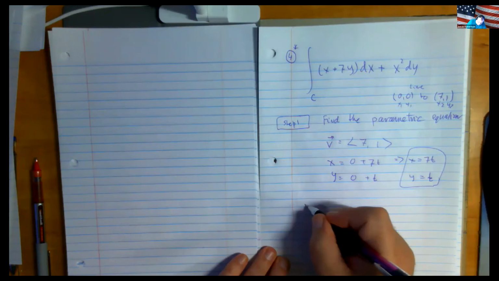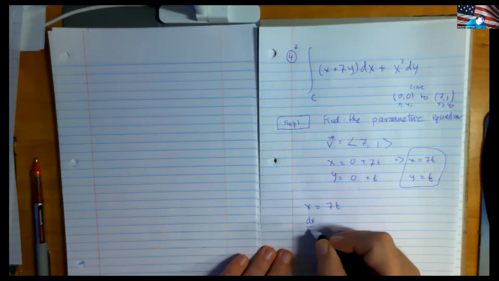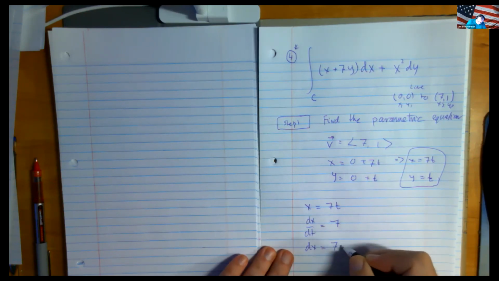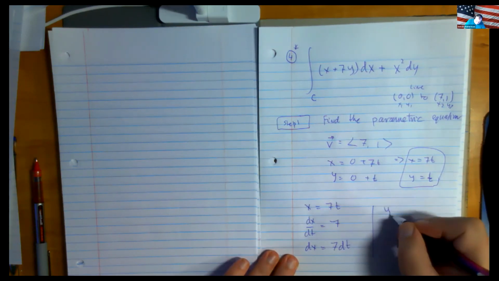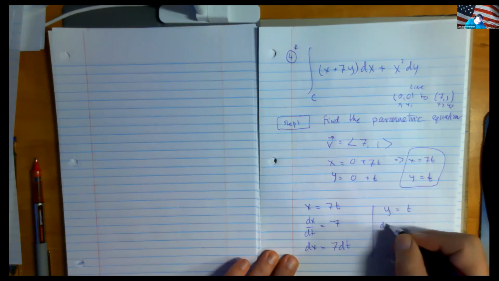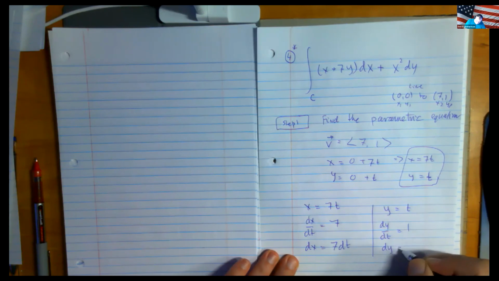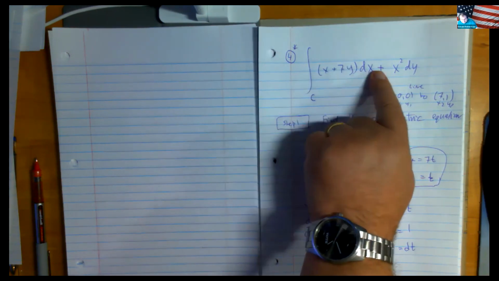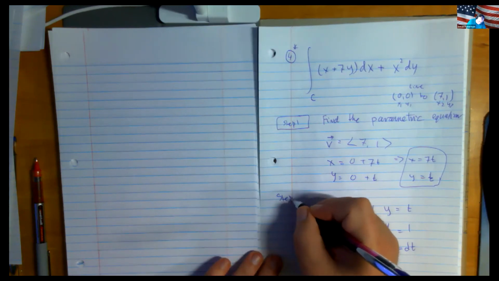Now, if x is equal to 7t, won't dx by dt be 7? And won't that make dx 7 dt? And if y is t, then dy by dt is 1, and that makes dy 1 dt, so it's just a dt. So what we're going to do is take every single piece of this and convert them into t's. So that's what step 2 does.